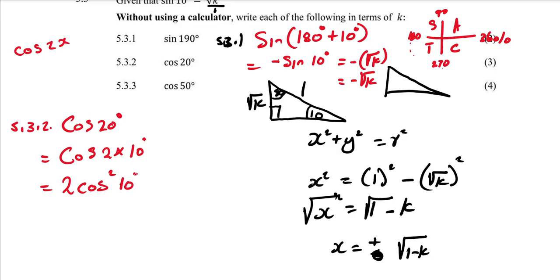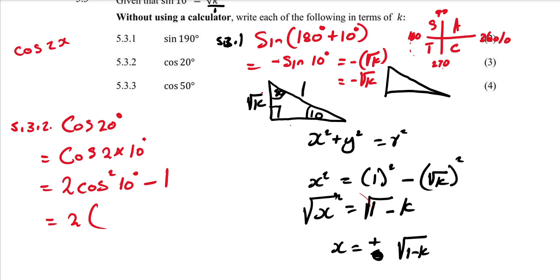Cos squared 10 degrees minus 1. Do you get me? And then we're gonna say 2. What's our cos squared 10 or our cos 10 degrees? What is our cos 10 degrees? Since here we find that this side here is root 1 minus k.